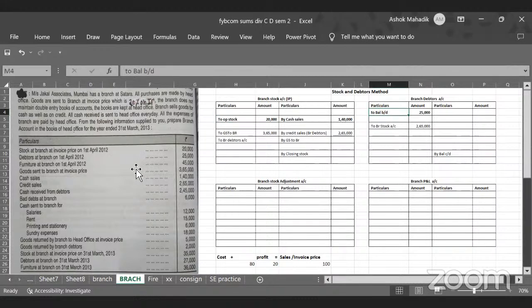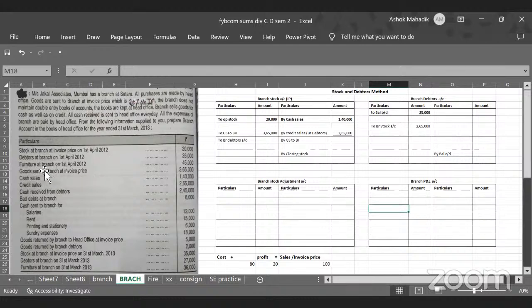Okay. Then furniture is given. They may give furniture, machinery, whatever. Don't record in this method. In stock and debtors method, we keep record of only stock and debtors. We don't keep record of assets. But depreciation, if it is given, we will record in P&L account as usual. So at the moment, we are not recording furniture.